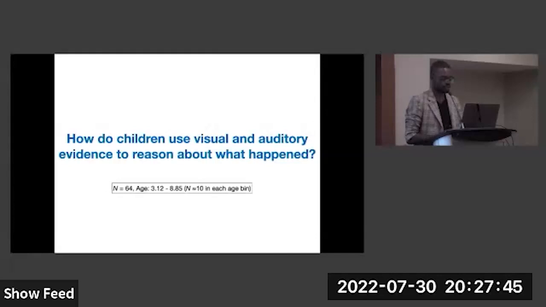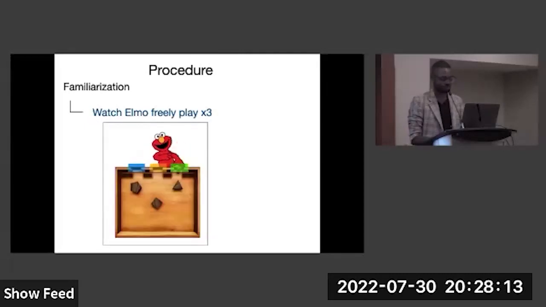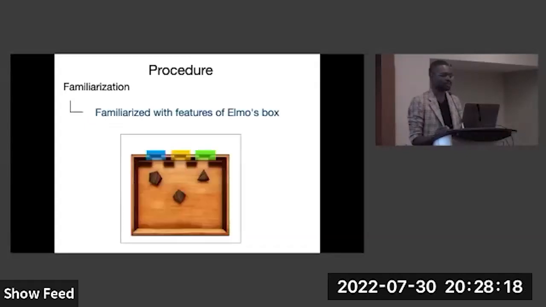So we ran a pre-registered study via Zoom with 64 participants aged 3 to 8, whose racial and ethnic demographics were more diverse than the US national average, but were generally of higher SES. We recruited the mascot Elmo to help present the stimuli. For the procedure, we first went through a familiarization phase to ensure the children understood how the box worked. This consisted of watching Elmo freely play with the boxes as such. Next, they learned about the holes and the obstacles in the box, which were highlighted as such.